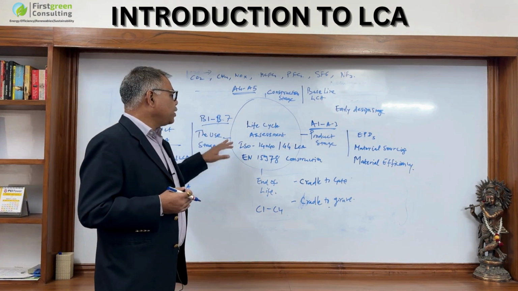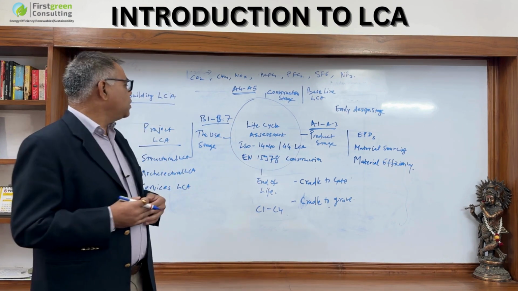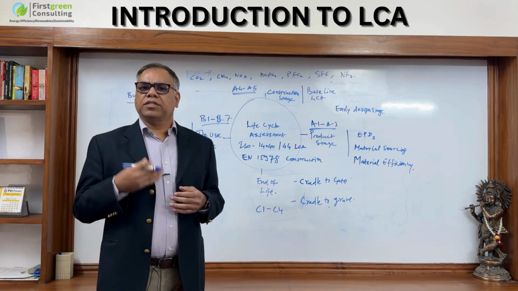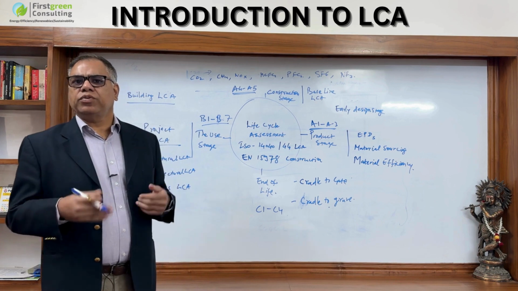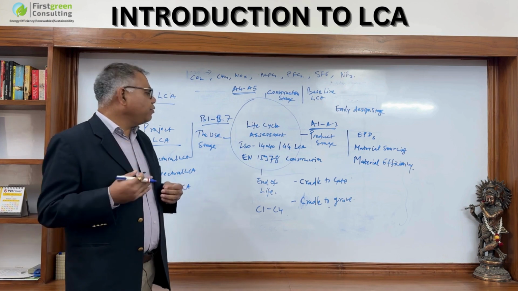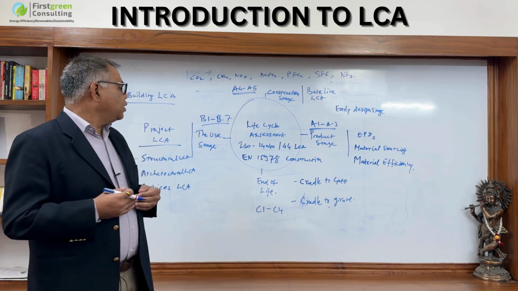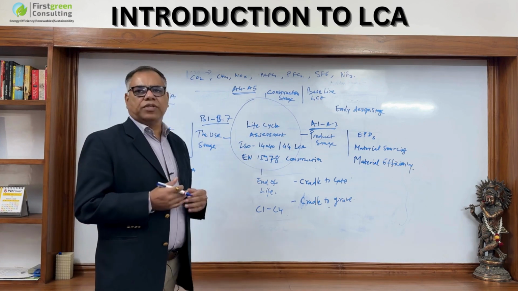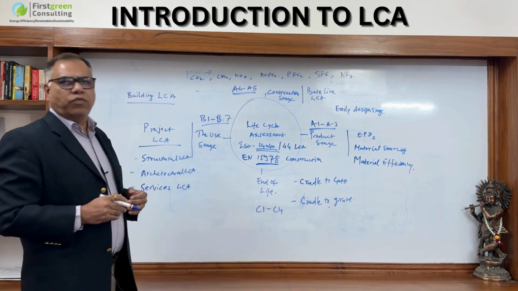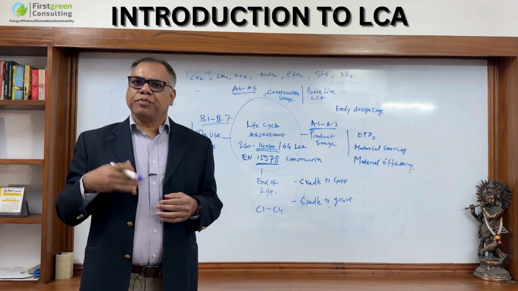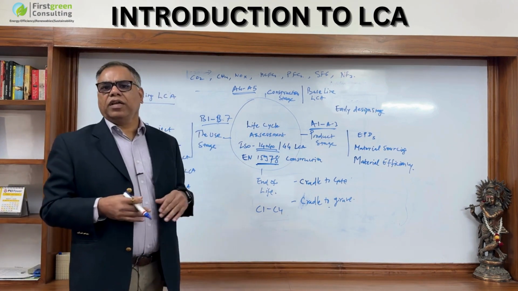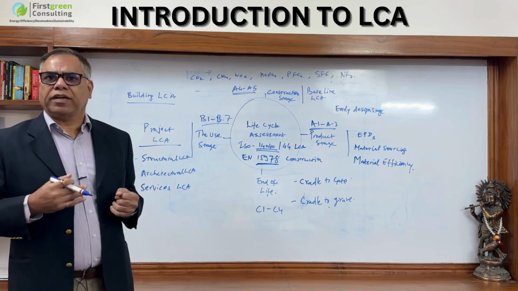Life cycle assessment is done through a structured guideline that is based on ISO 14040 as well as 14044. These are the guidelines specified internationally to adhere to for the life cycle assessment of buildings. Especially when you talk about the construction industry, the code is EN 15978. So 14040 and 14044 are the codes for life cycle assessment, and especially for the building sector, we have 15978 for construction industry related life cycle assessment.